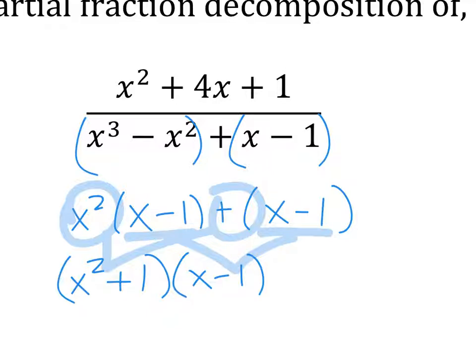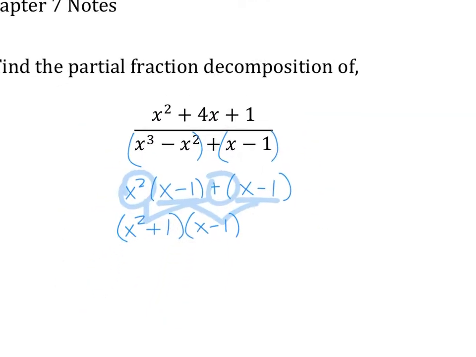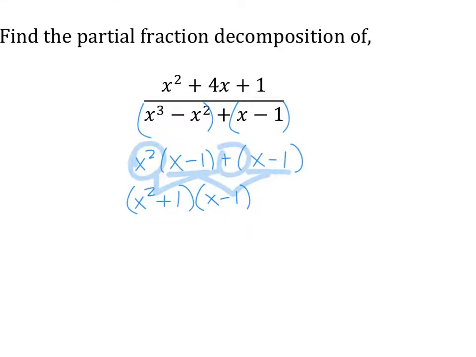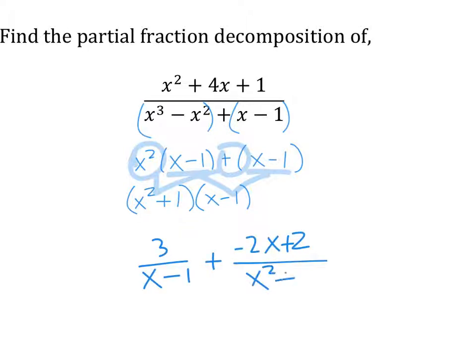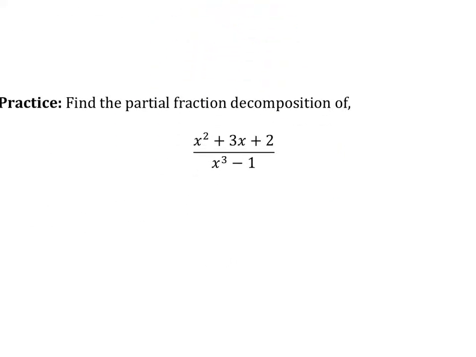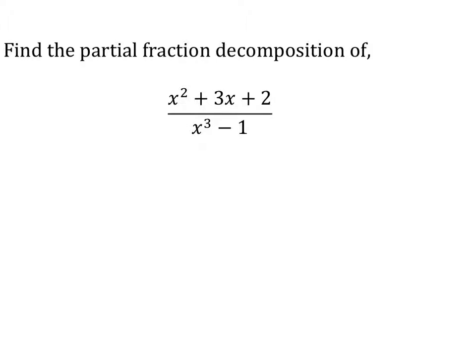Okay, now try to solve it. Let me know when you're done. Okay, so this problem, the one that you have to do grouping, the answer is 3 over x minus 1 plus -2x plus 2 over x squared plus 1. All right. The next one, the one you have to do difference of cubes. This one turns out to be 2 over x minus 1 minus x over x squared plus x plus 1.